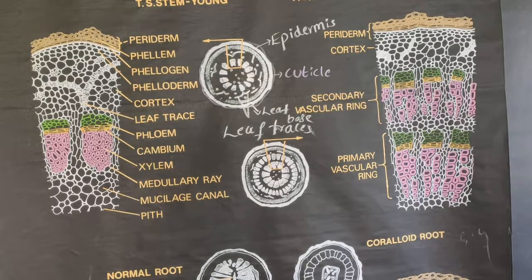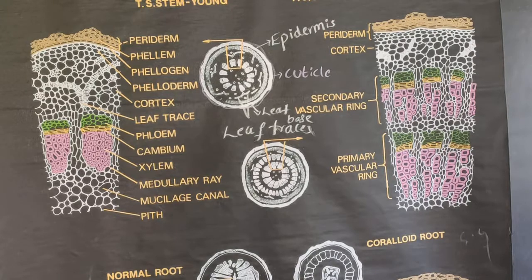Let us move on to the internal structure of the stem. If you look at the internal structure of the stem in case of Cycas, it exactly resembles the internal structure of a dicot stem. The anatomy of the Cycas stem shows similarities with the anatomy of the dicot stem.